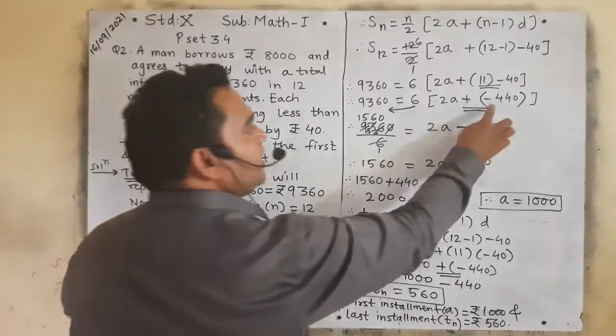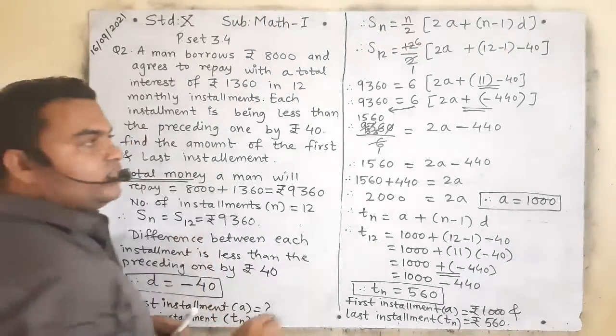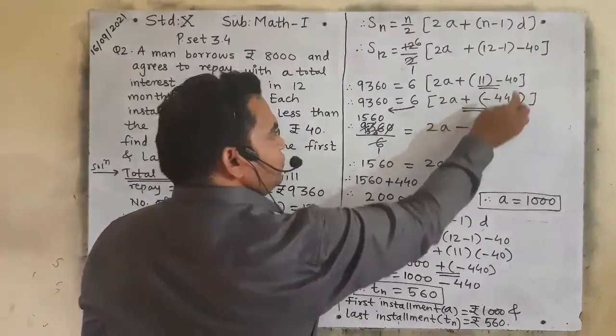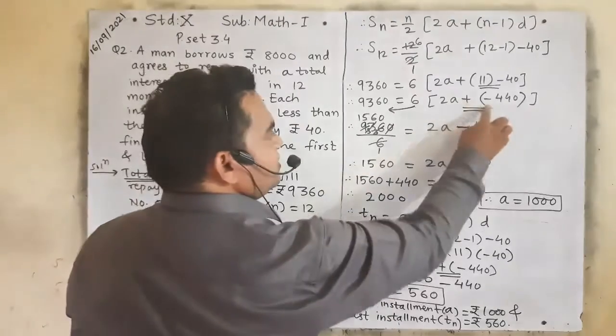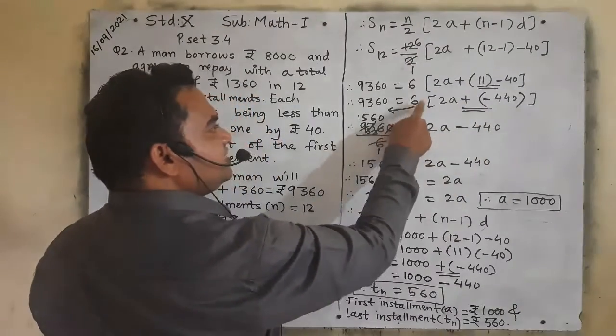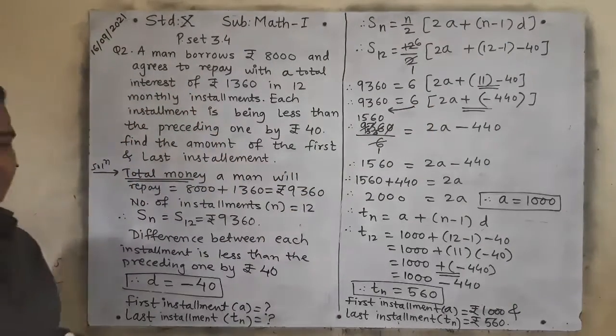So the answer will be minus 440. Okay, so this plus minus will be minus. Now this 6 is in multiplication form, so it will come to the left hand side. It will divide the 9,360.